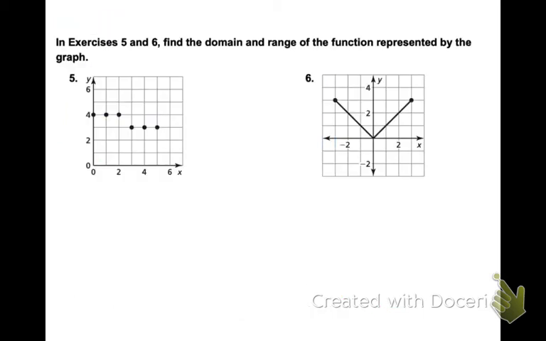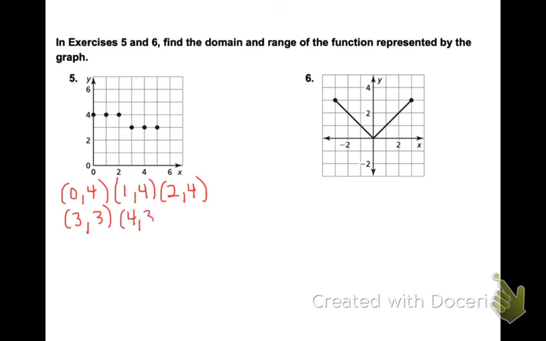All right. So in number 5, first thing I would do would be list the ordered pairs. So we start with 0, 4. Then we would have 1, 4. And then we have 2, 4. Okay. We have 3, 3.